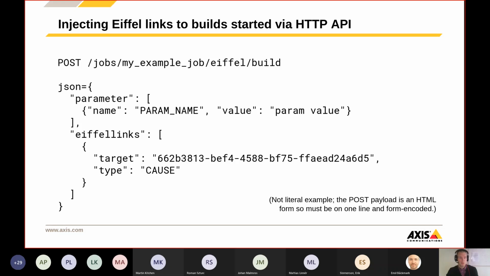You can supply multiple links if that makes sense to you, or you can just leave out the Eiffel links key also, so you can use this API consistently for really all job start requests.